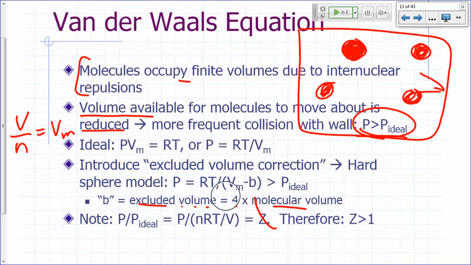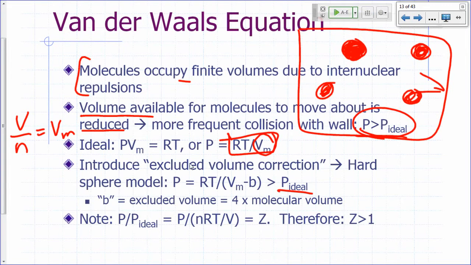So if you subtract a number down here from the molar volume, what happens? You're dividing by a smaller number, right? So when your denominator gets smaller, what do you expect? The whole expression becomes larger. So that would lead to a higher pressure compared to the ideal pressure. So your pressure would be higher than ideal.